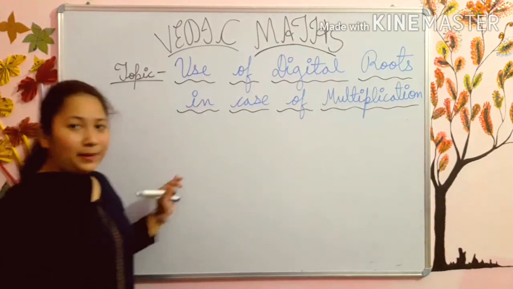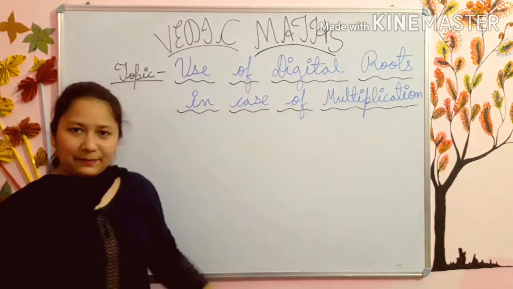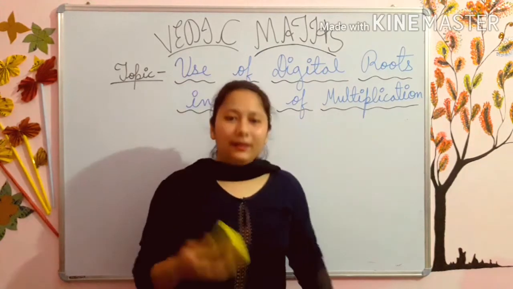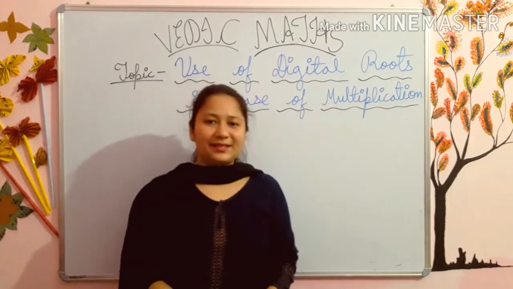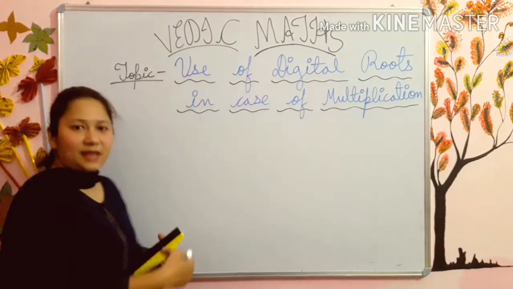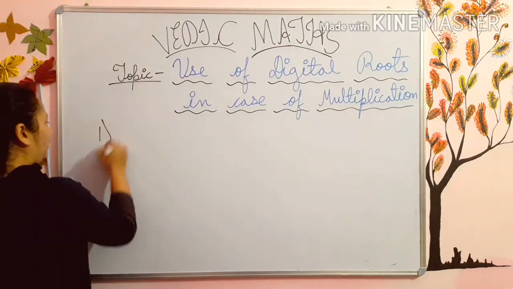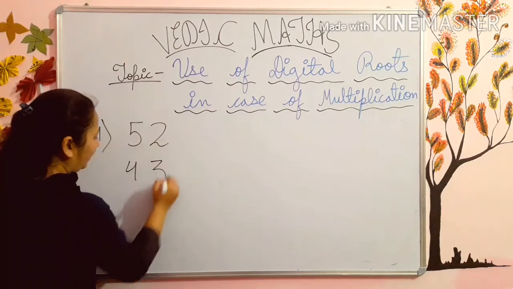Our today's topic, as you know, is use of digital roots in case of multiplication. Today we will do some multiplication sums and then we will check our sums with the help of digital roots. So students, we will start with our first sum, which is 52 multiplied by 43.